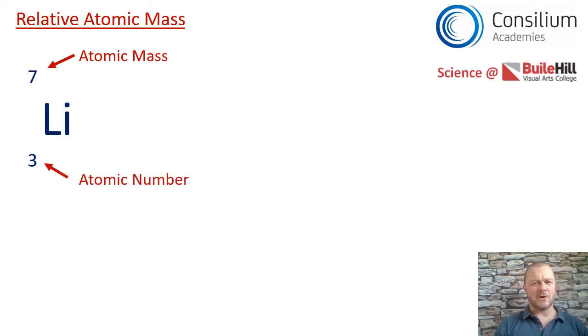Now, we're not going to talk about atomic number today. I'd like us to forget about that. We'll come back to that in another lesson. What this means is the mass of one atom of lithium is 7. And because this is a relative atomic mass, we don't need to use any units.